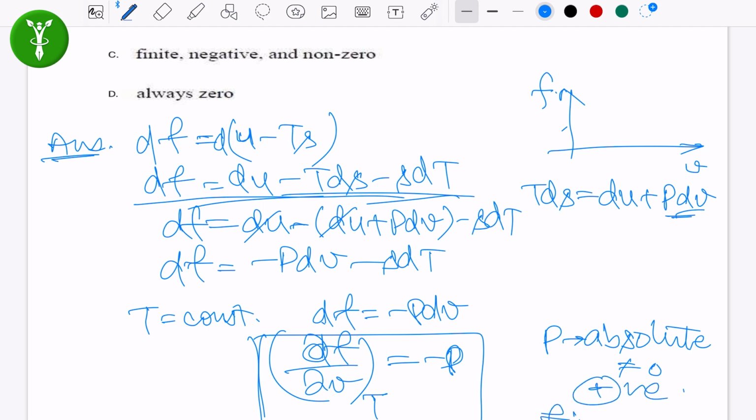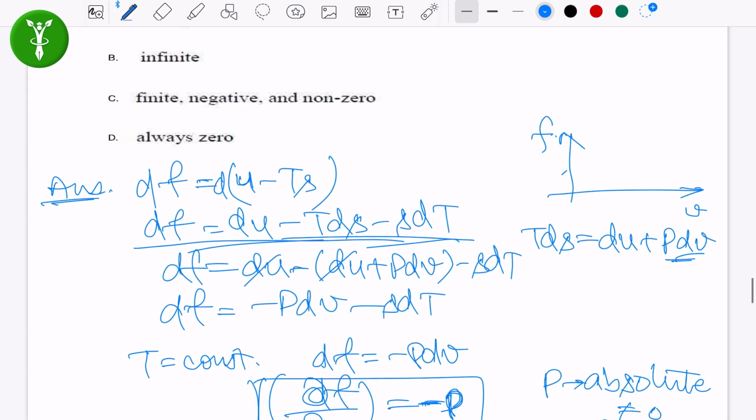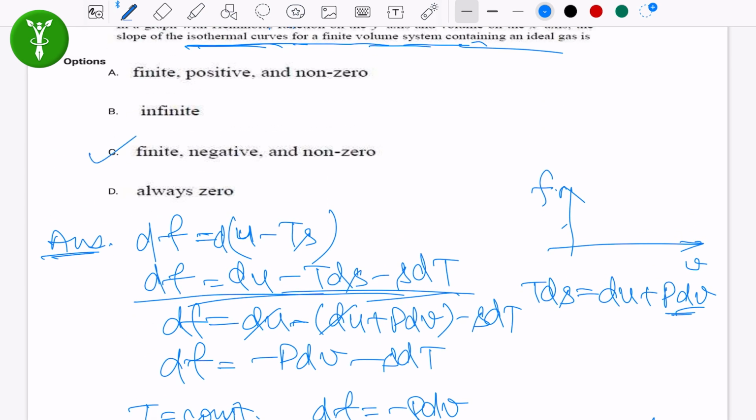This is always finite, non-zero, and negative. Why negative? Absolute pressure is always positive but the negative sign is there. So that's why: finite, negative and non-zero C is there.